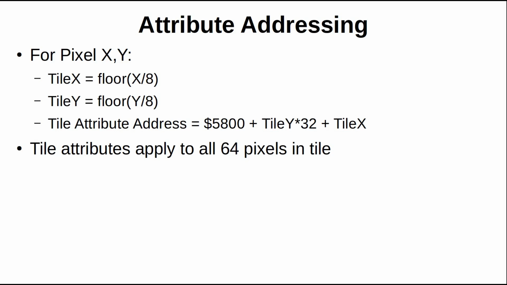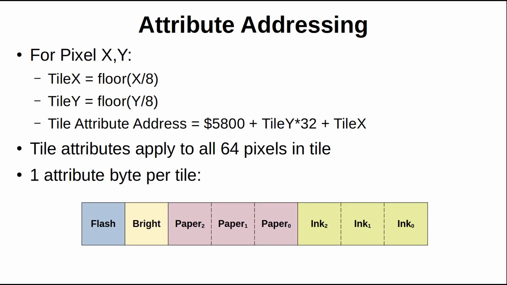The attributes at that address apply to all 64 pixels in its corresponding tile, and those attributes all fit into a single byte. The most significant bit will enable flashing when set. This means that the paper and ink colors will continually switch with each other. This is not used very often, unless you have some sort of cursor or other prompt.